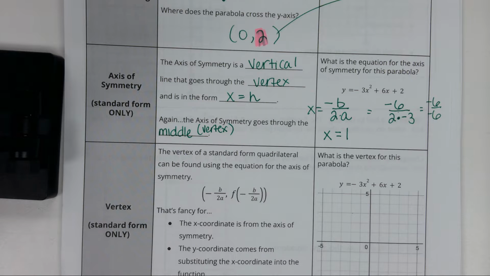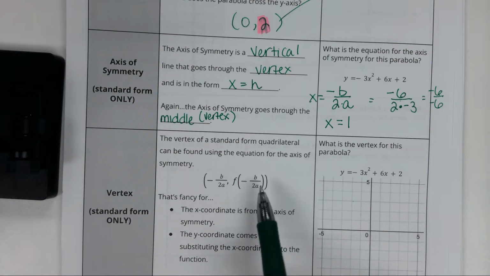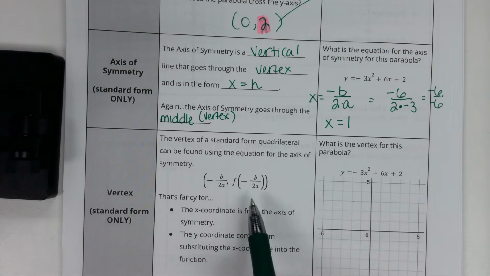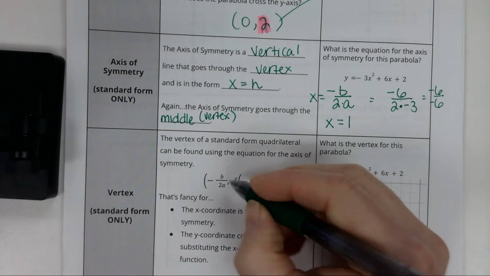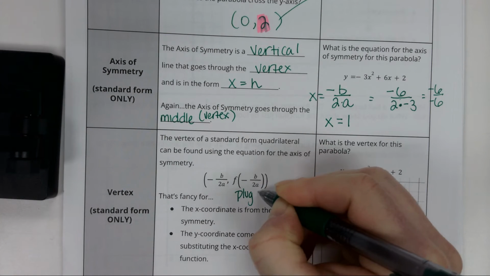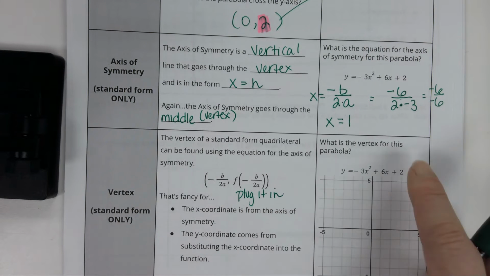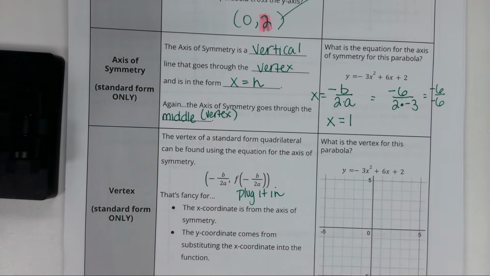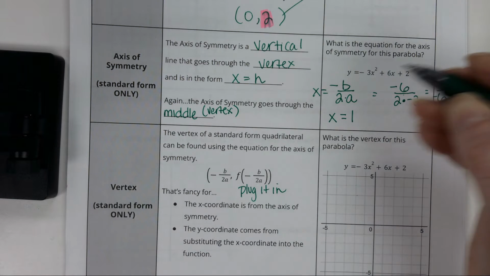This looks crazy. You're like, what? What does that mean? Do you remember what I said in the slide? What words were here? All this means is plug this number in for x in the equation. So we're going to just plug it in and we're going to find y. Okay, so let's do that. So this is my axis right here.